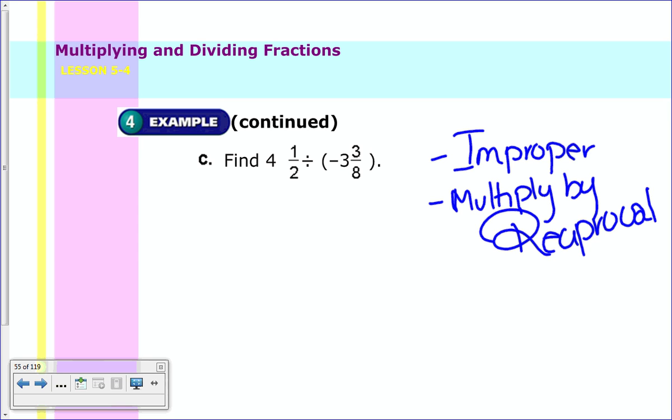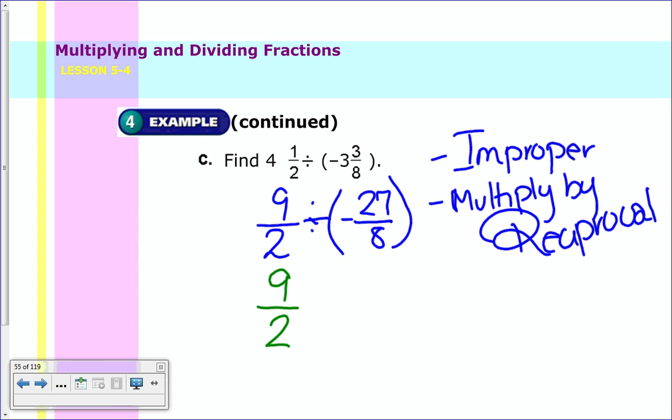So 4 1/2 turns into 4 times 2 is 8, plus 1 is 9. Oops, so I'm rewriting the problem first. So I have 9 halves divided by a negative. 8 times 3 is 24, plus 3 is 27/8. There we go. Now, I need to multiply by the reciprocal. So I write 9 halves the same. Dividing turns to multiply. And here, I'm going to have negative 8/27. So I flipped those around.